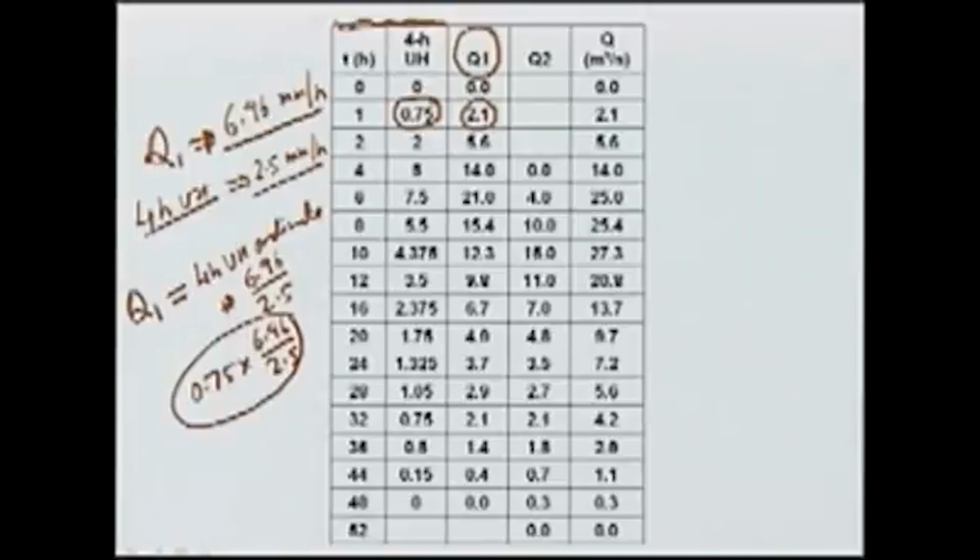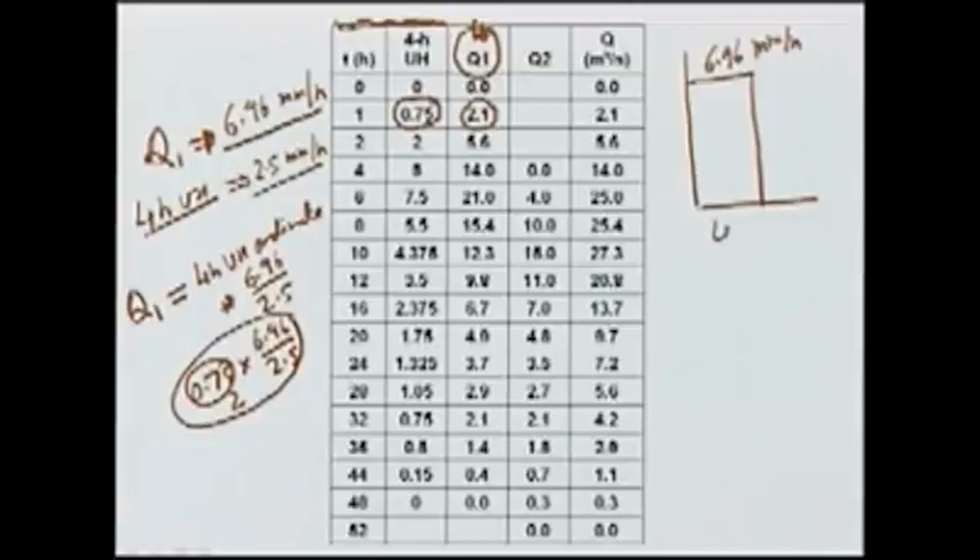Similarly, for 2, if we replace this by 2, we would get 5.6. So, in this way, this column Q1 shows the result, the direct runoff because of a rainfall of 6.96 millimeter per hour for 4-hour duration. Now, the second rainfall is again 4-hour duration, but the intensity now is 4.96.